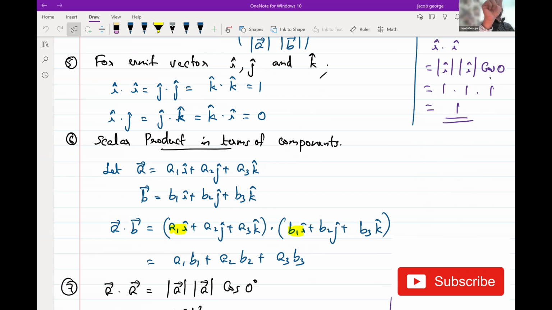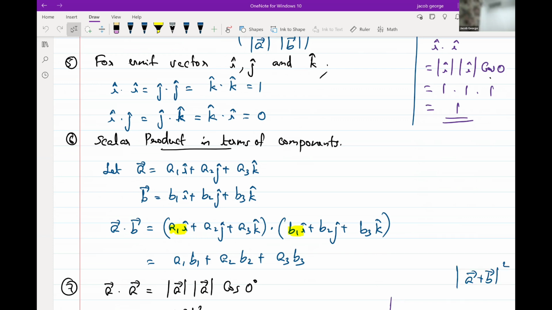Then this is very important for finding the dot product. To find the dot product, multiply the coefficient of I cap, multiply the coefficient of J cap, multiply the coefficient of K cap. So we write A1 B1 plus A2 B2 plus A3 B3. Studied? This way we find the dot product.